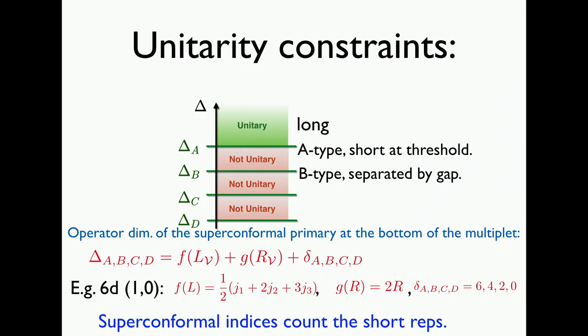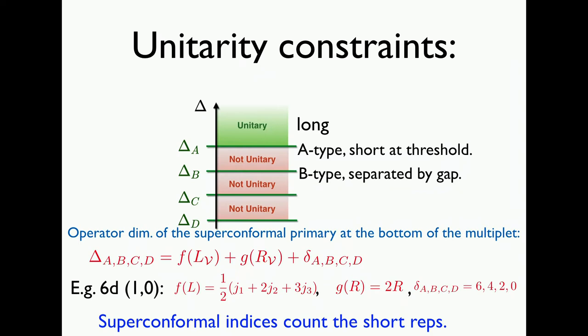So for 1,0, the R-symmetry is an SU(2) R-symmetry, and this R is just the number of boxes in an SU(2) Young tableau. So the dimensions of the operators are bounded by this thing that depends on the Lorentz quantum numbers, this thing that's the R-symmetry, and then there are these shifts, which for the A multiplet is 6. For the B multiplets, it's 4. For C, it's 2. And for D, it's 0.